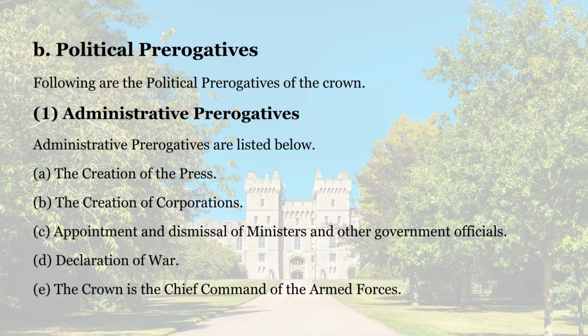B. Political prerogatives. Following are the political prerogatives of the crown. 1. Administrative prerogatives. Administrative prerogatives are listed below. A. The creation of the peerage. B. The creation of corporations. C. Appointment and dismissal of ministers and other government officials. D. Declaration of war. E. The Crown is the chief commander of the armed forces.